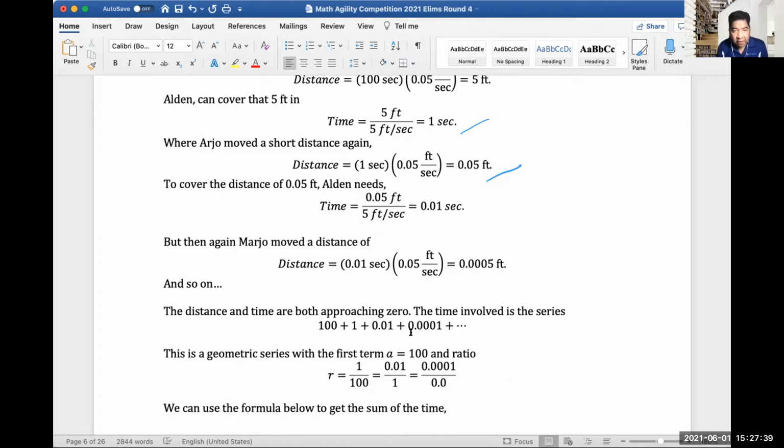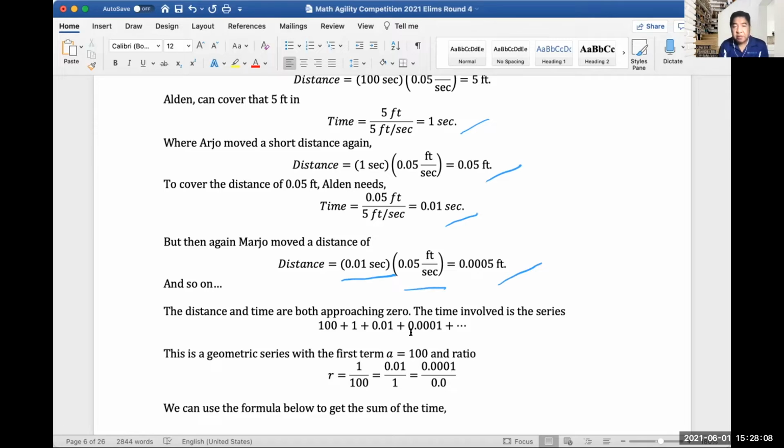So let's go back to Alden again. To cover that 0.05 feet, the time required for Alden is 0.01 second. And again, Marjo would move a distance at that specified time of 0.01 second, right? So let's multiply that time again by his speed. So he would move 0.0005 feet.